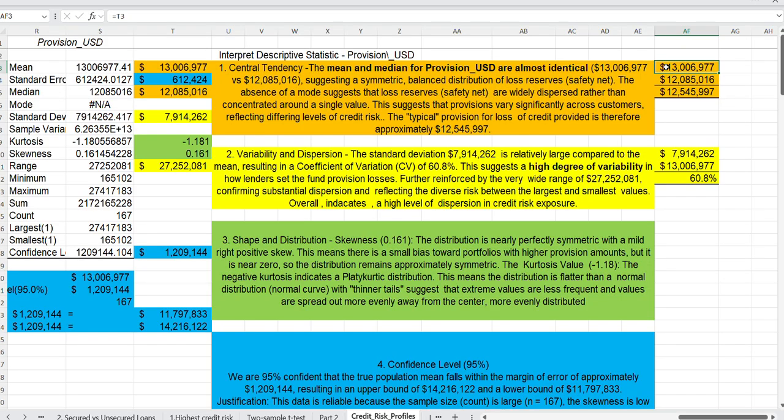The mean and the median are very close, around $13 million for the mean, and the median is $12.1 million. This shows us a balanced distribution. This suggests that the data is not heavily skewed, and a typical provision level is approximately $12.5 million. And if you look here, it's not exactly $12.5 million everywhere. So it's a coverage.